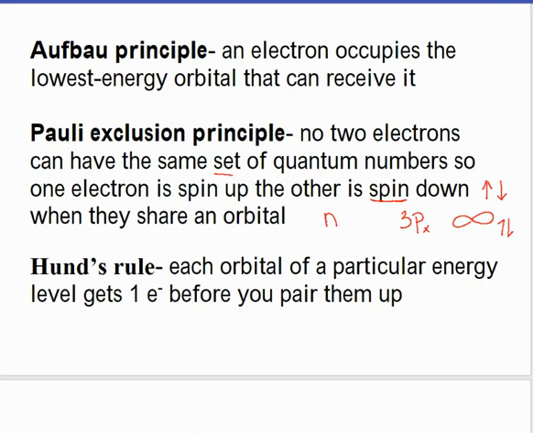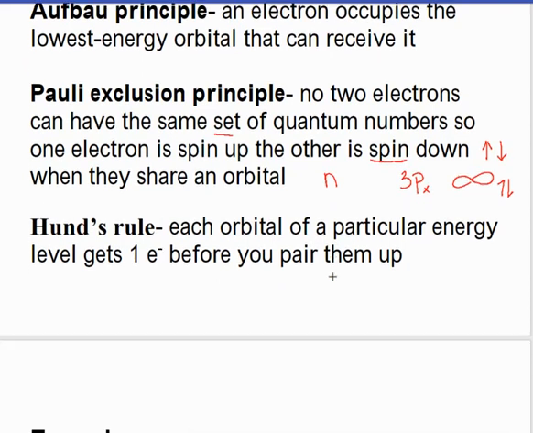And lastly, Hund's rule says that each orbital of a particular energy level gets 1 electron before you pair them up. So for example, if I had my px, my py, and my pz orbitals, okay, so px, remember that these actually overlap, py, and then pz is coming out at us and going back into the board. Each of these is going to get 1 electron on its own before you start pairing them up inside these orbitals.